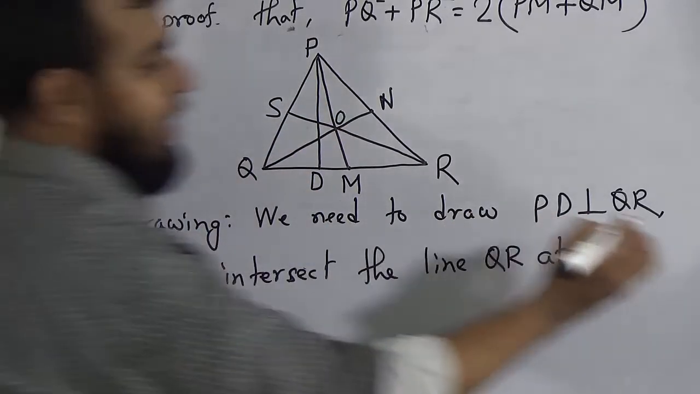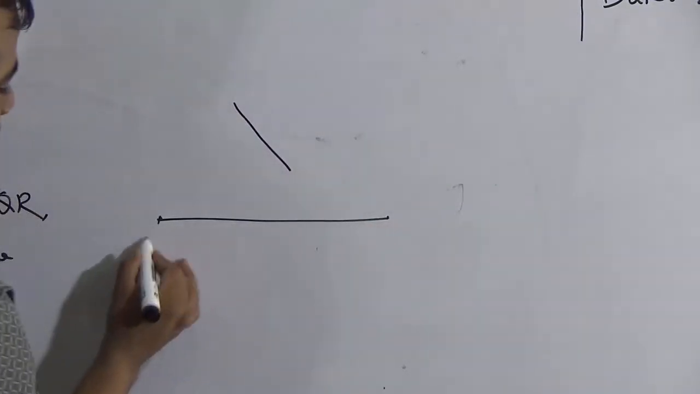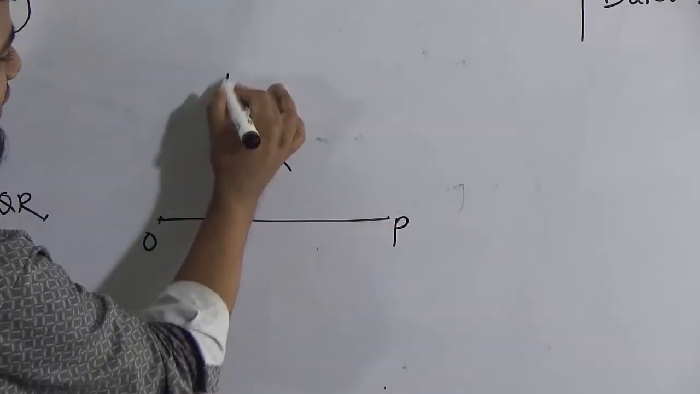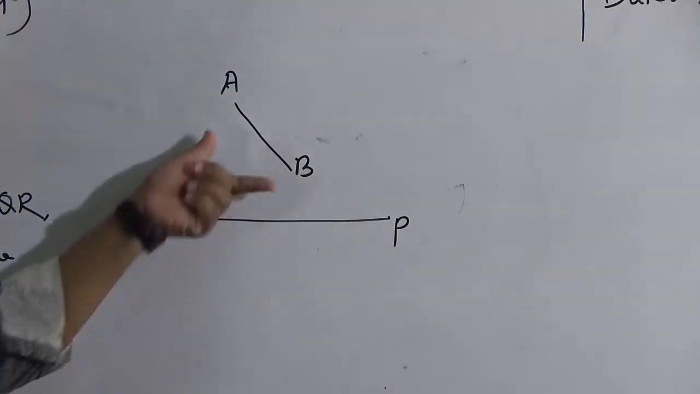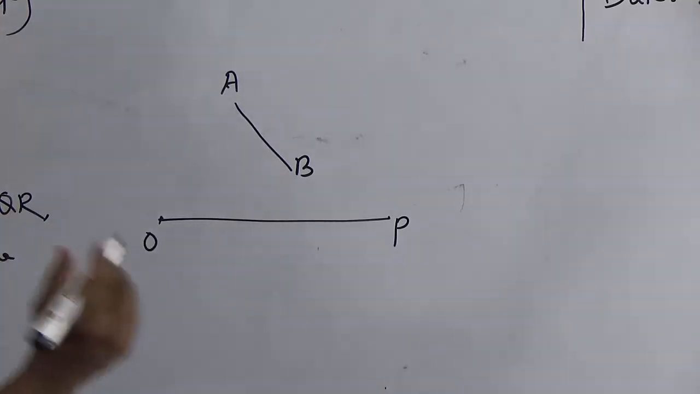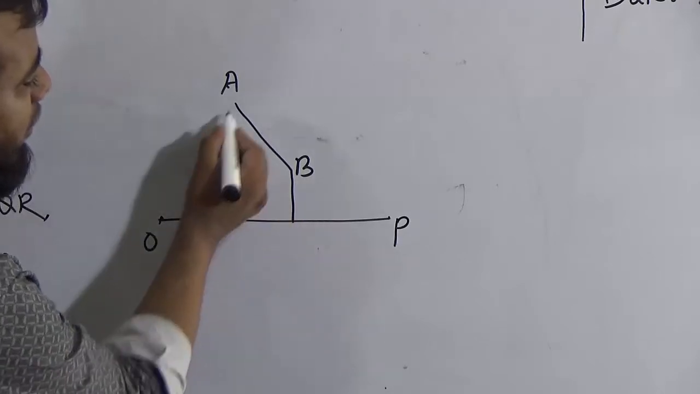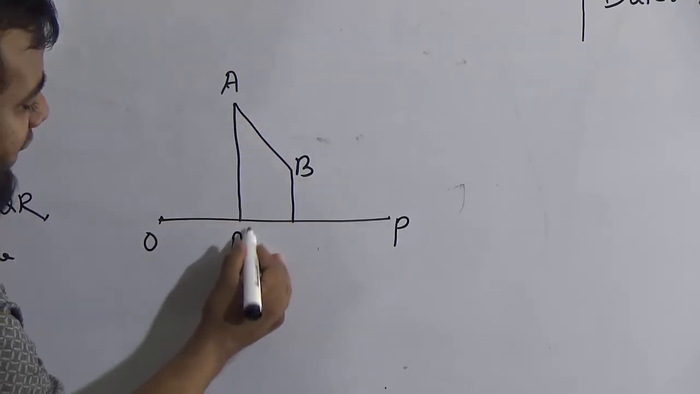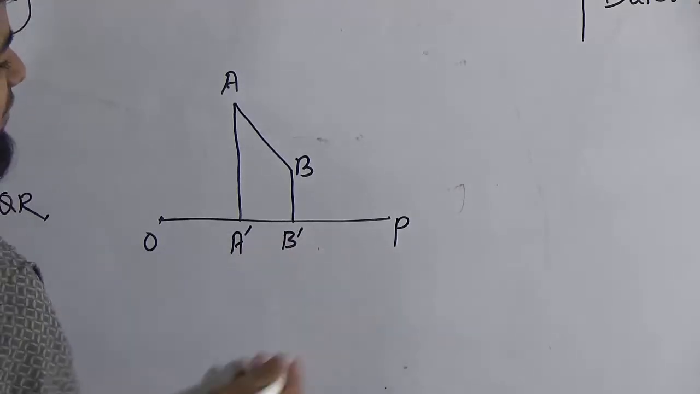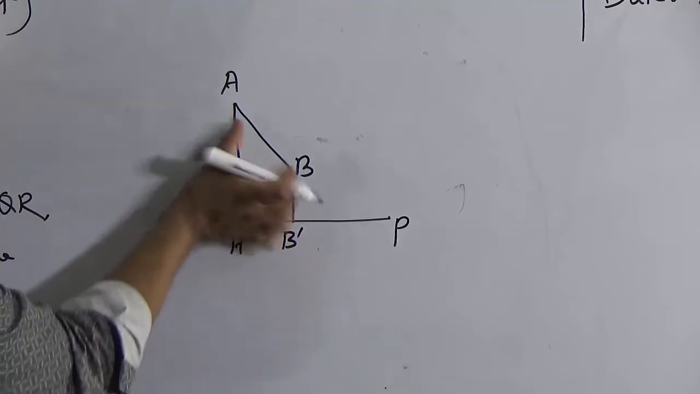My dear students, look at the figure here. Suppose this is a line, and this is another line. Suppose this is OP and this is AB, a line. We need to find the orthogonal projection of the line AB. How to find this? It's very simple. We draw the perpendicular line from the vertex points of this line. Then we find A dash and B dash on the line OP. This A dash B dash will be our orthogonal projection of the line AB.